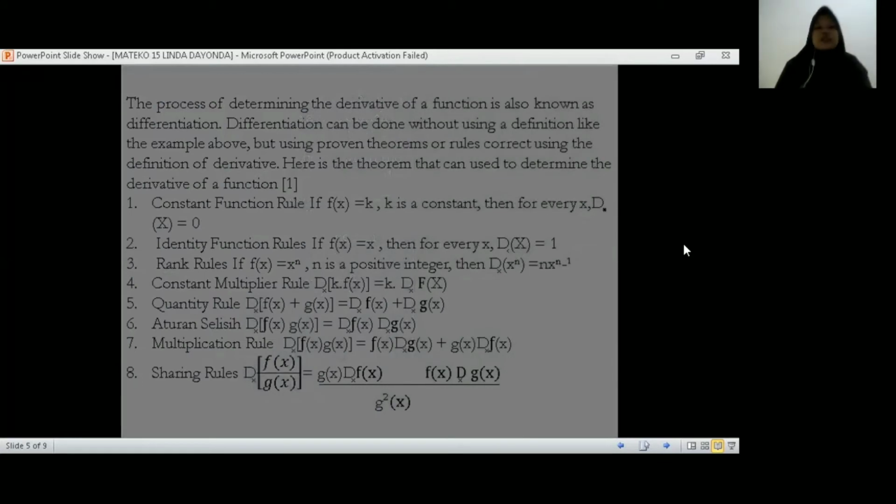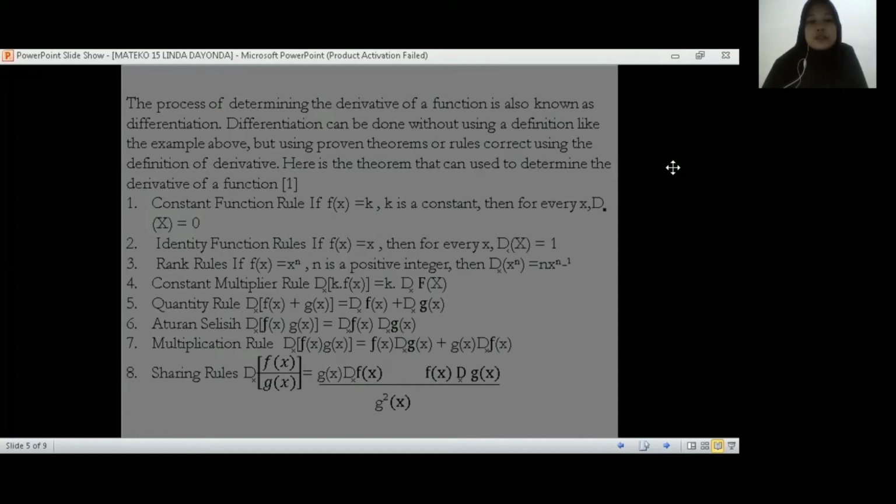The process of determining the derivative of a function is also known as differentiation. Differentiation can be done without using the definition like the example above, but using proven theorems or rules derived using the definition of derivative. Here are the theorems that can be used to determine the derivative of a function.